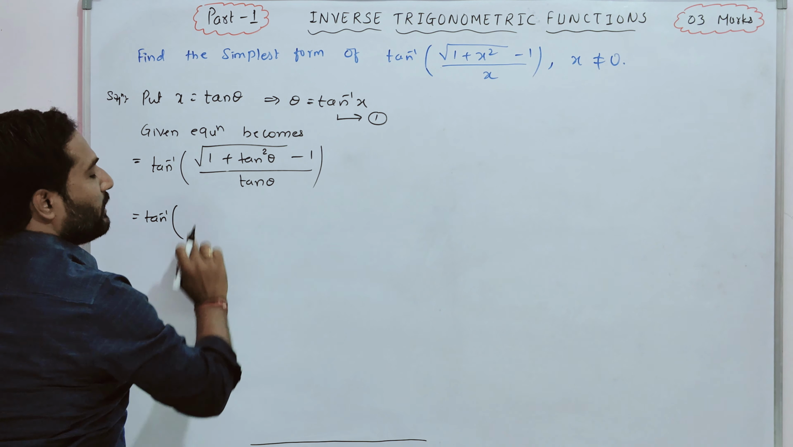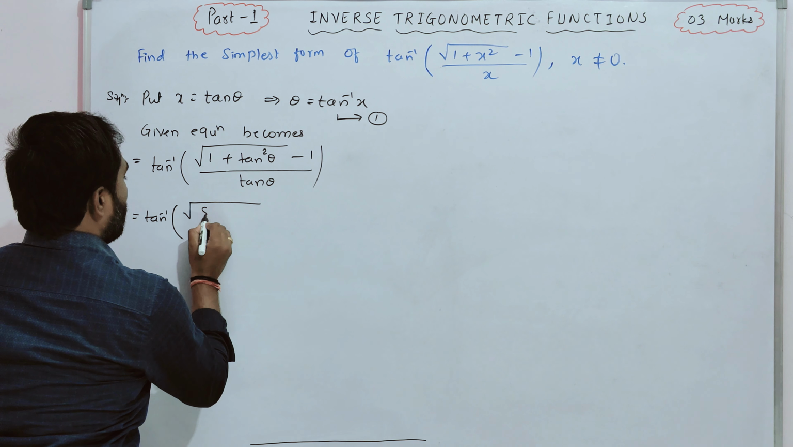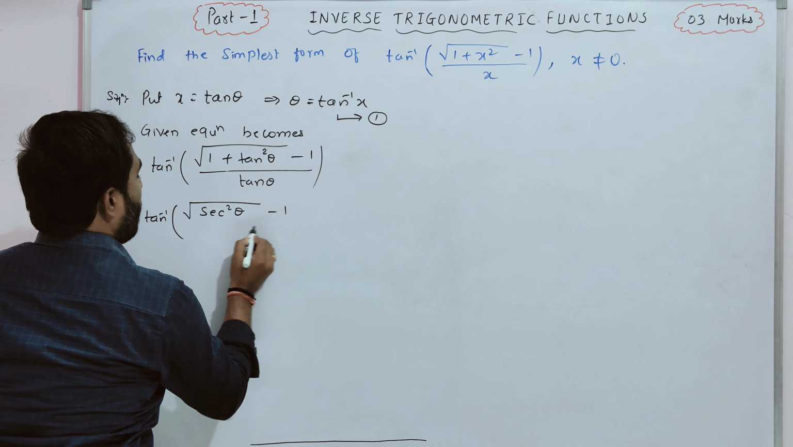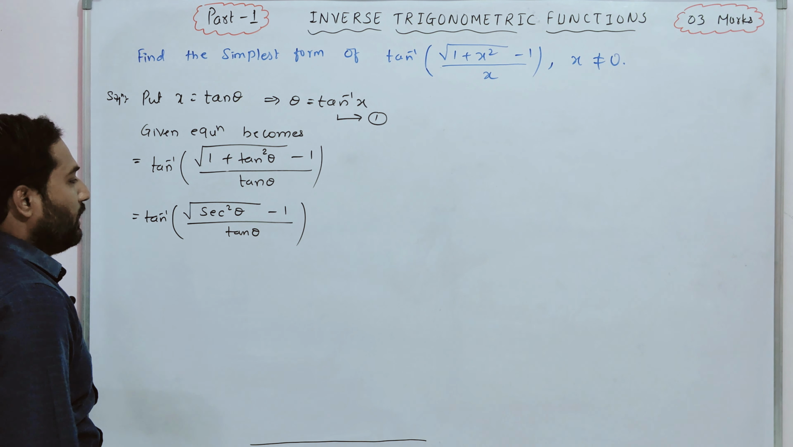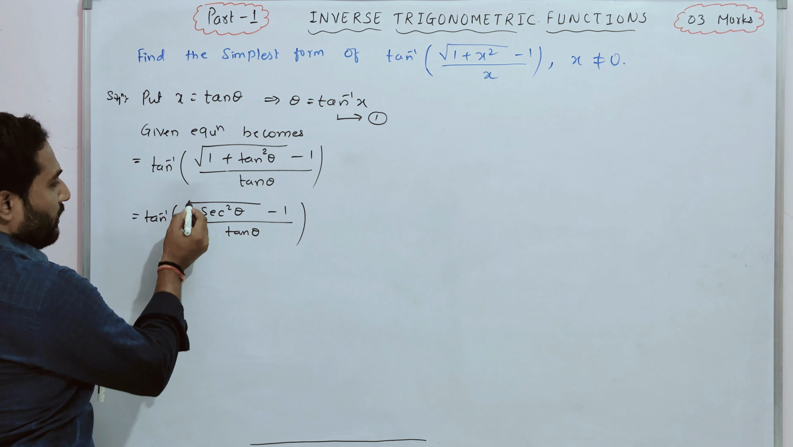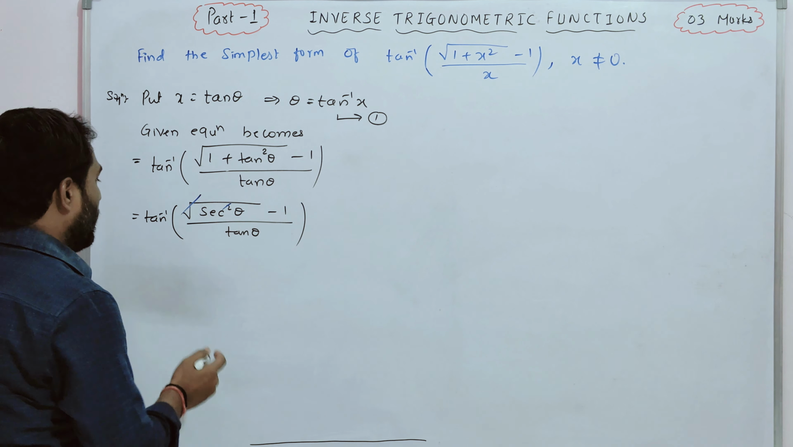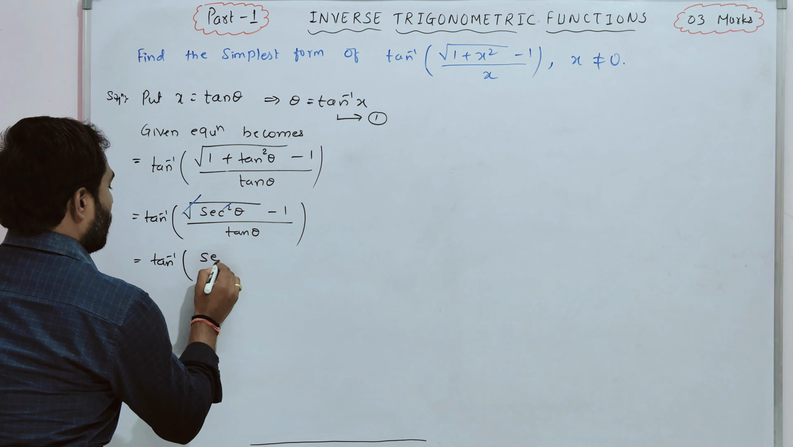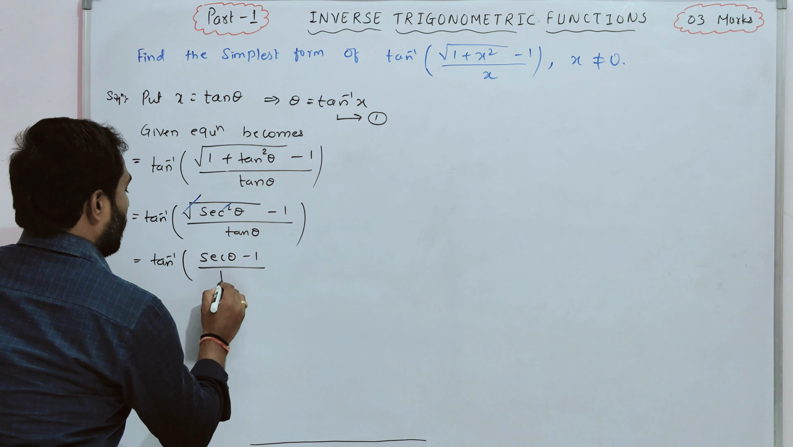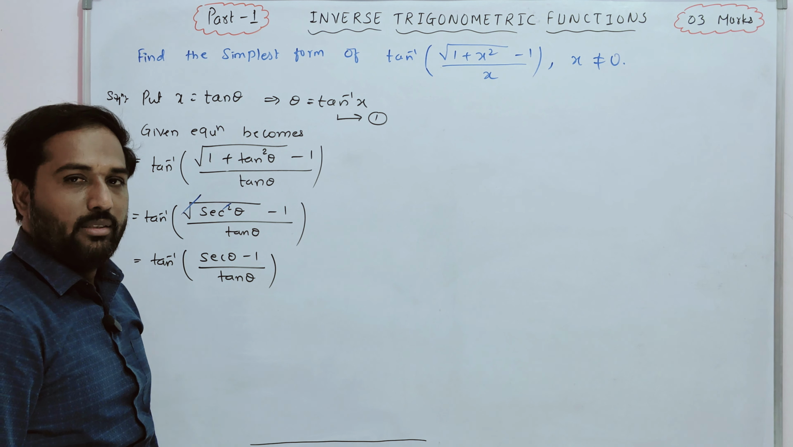1 plus tan square is the identity, the second identity, so it is secant square theta. Secant square theta minus 1 as it is, divided by tan theta in the denominator. Again, you can cancel the square root with the square, because secant square theta is a single term. What are the remaining terms here? Tan inverse of sec theta minus 1 divided by tan theta. Isn't it easy?